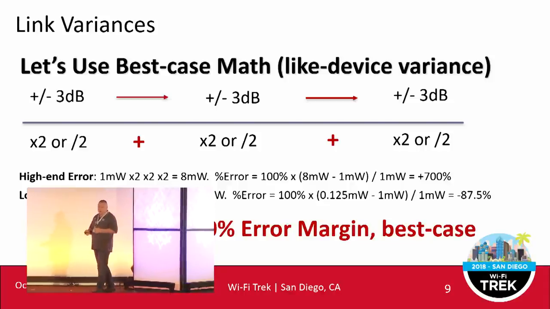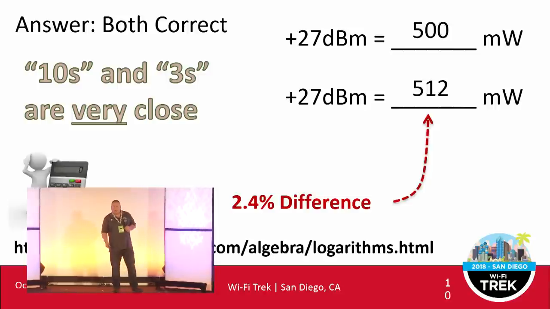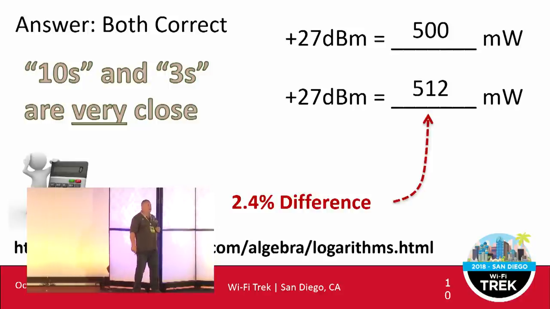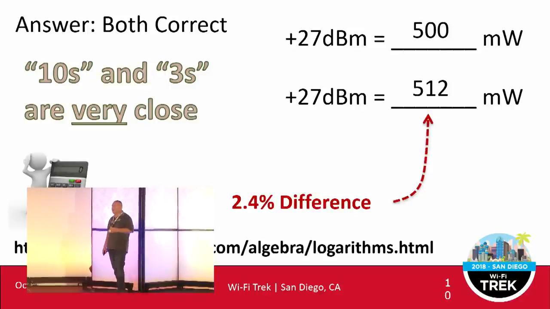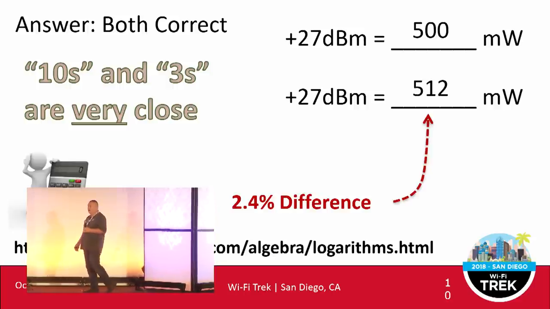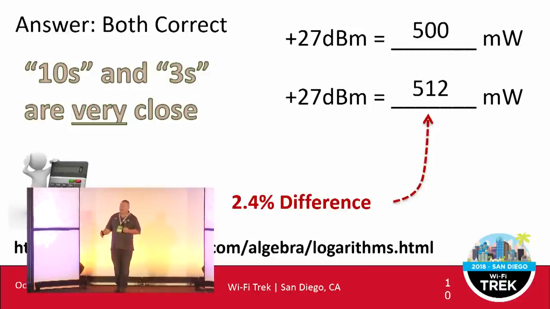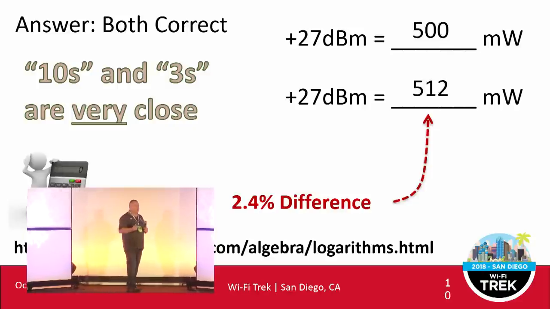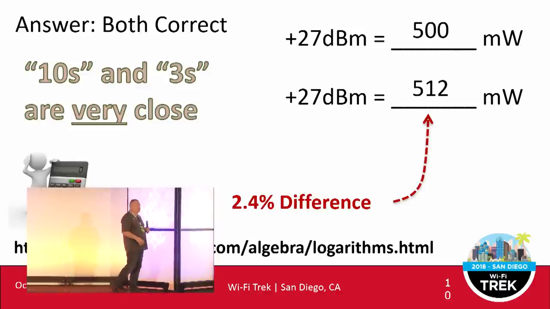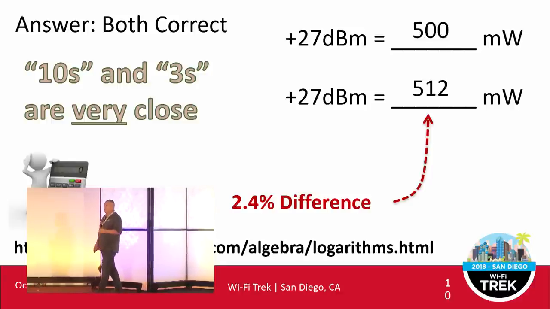So what is the answer? Maybe the clicker will actually go to it in a second. There we go. The answer is both are correct. The 500 and the 512 are correct. Why is that? 2.4% differential between this. If you want to do that in your head, just double both of them. It's 1,000 and 1,024. So you've got 2.4% differential between these numbers. So they're so close when we're dealing with a best case of minus 87.5% to a plus 700%. Of course, the worst case is just astronomical, that we would say both of them are correct.